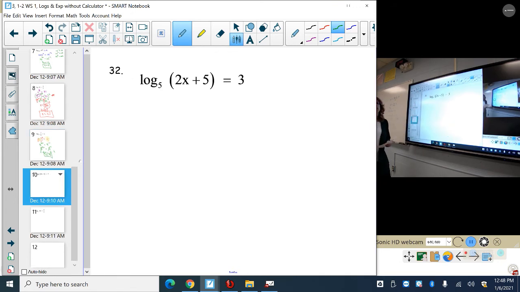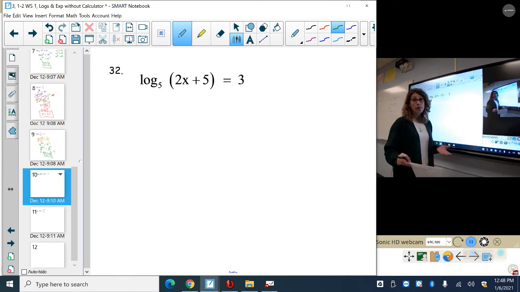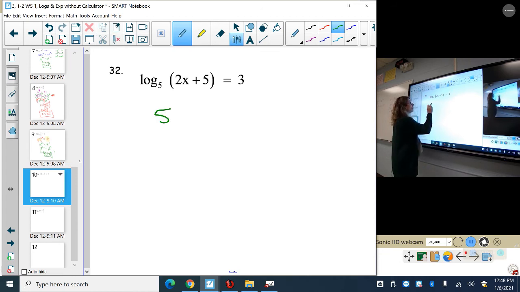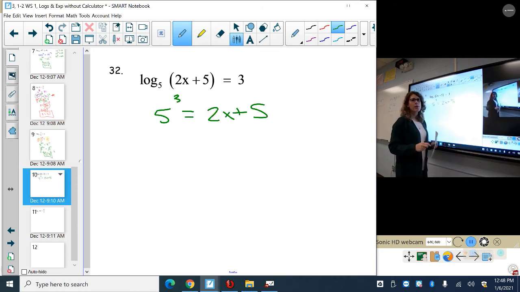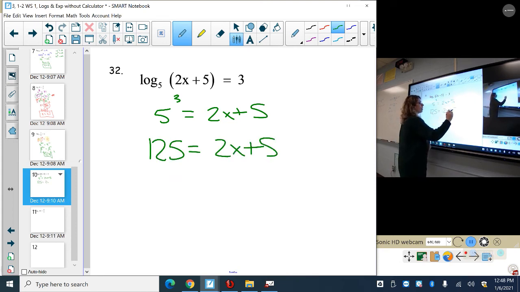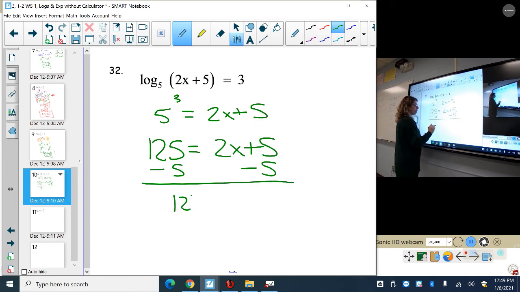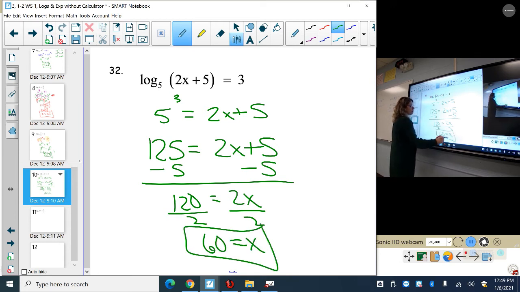Number 32. I'm going to write this as an exponential. 5 cubed is equal to 2x plus 5. Well, 5 times 5 is 25, and if I have 5 quarters in my hand, I have $1.25. Let's go ahead and subtract 5. 120 is equal to 2x. Divide by 2. 60 is equal to x.